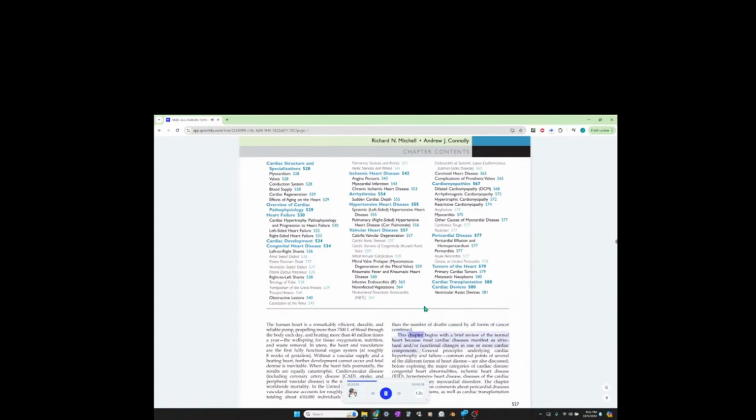This chapter begins with a brief review of the normal heart because most cardiac diseases manifest as structural and/or functional changes in one or more cardiac components. General principles underlying cardiac hypertrophy and failure, common endpoints of several of the different forms of heart disease, are also discussed before exploring the major categories of cardiac disease: congenital heart abnormalities, ischemic heart disease, hypertensive heart disease, diseases of the cardiac valves, and primary myocardial disorders. The chapter concludes with a few comments about pericardial diseases and cardiac neoplasms, as well as cardiac transplantation and devices.